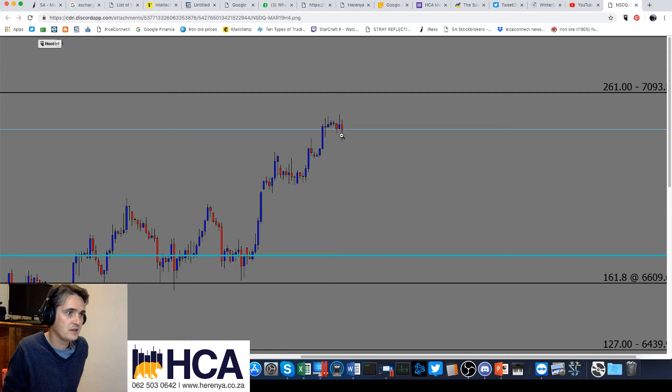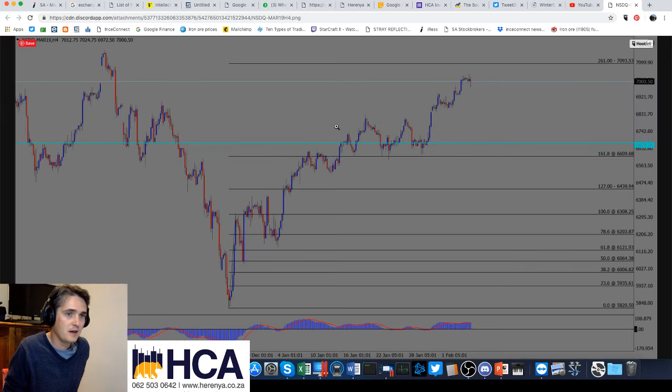There's a very nice high resolution chart. Very nice. Anyway, looks like there's a bit of resistance happening here. But from this perspective, that 261 level is like a stone's throw away. We've got a proper strong uptrend here.